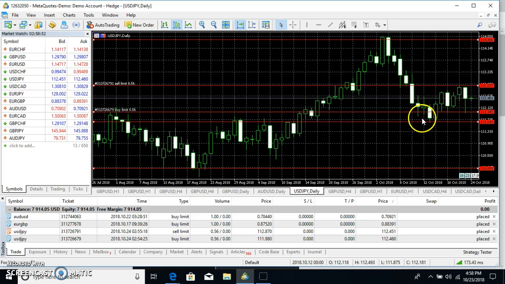Now, this is a support area. Remember, you can make money on support or resistance or supply and demand. You just want to know where you are. This supply area, big money, and you will really see it on the 4-hour chart.